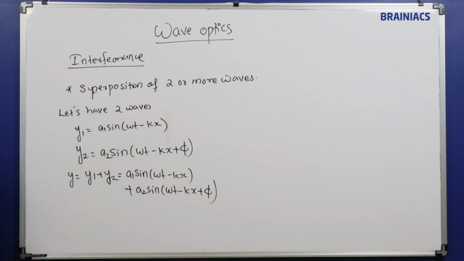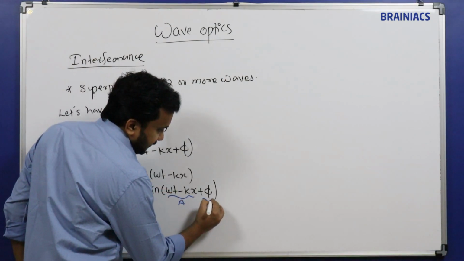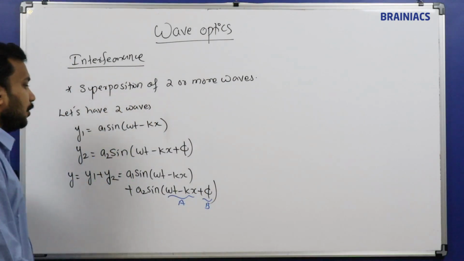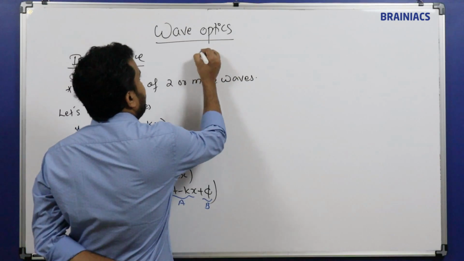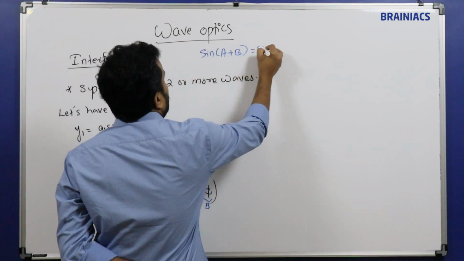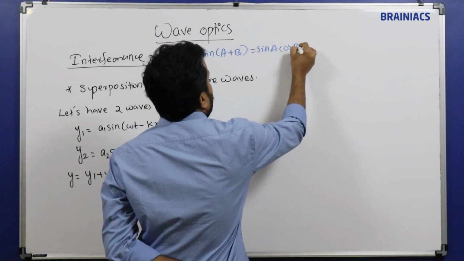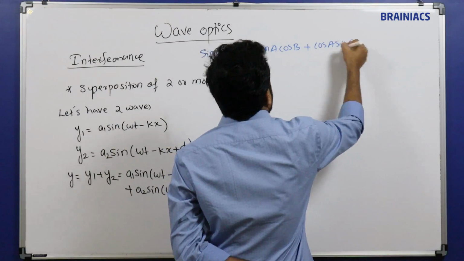Now what I am going to do means, this first term is considered as A and this is considered as B. So now we have a formula like sine of A plus B over here. We know the formula: sine of A plus B is equal to sine A cos B plus cos A sin B. This is a trigonometric formula.